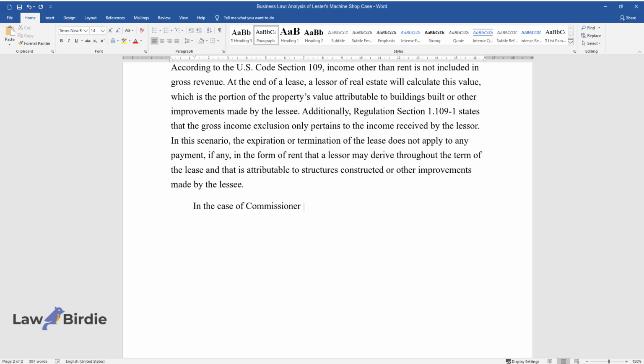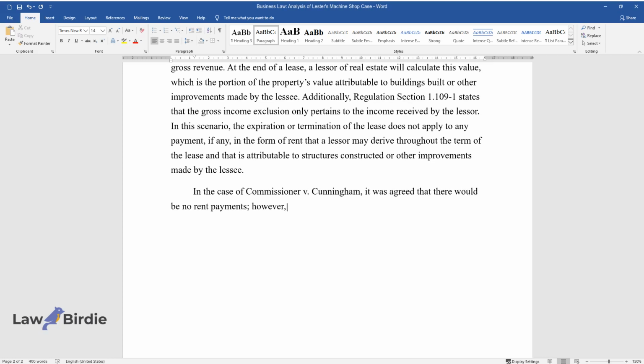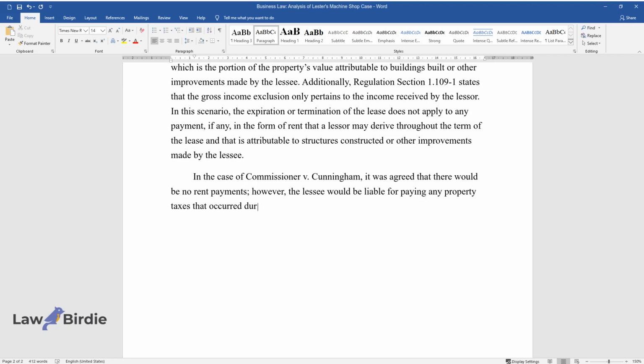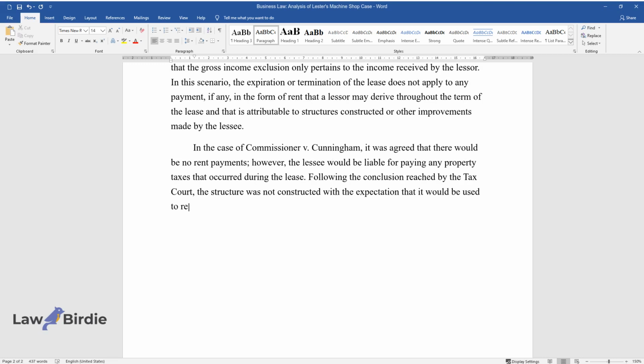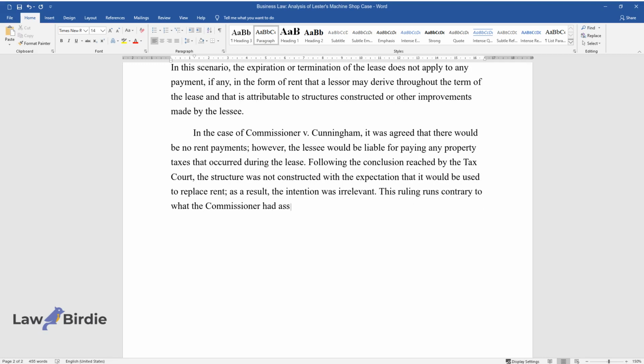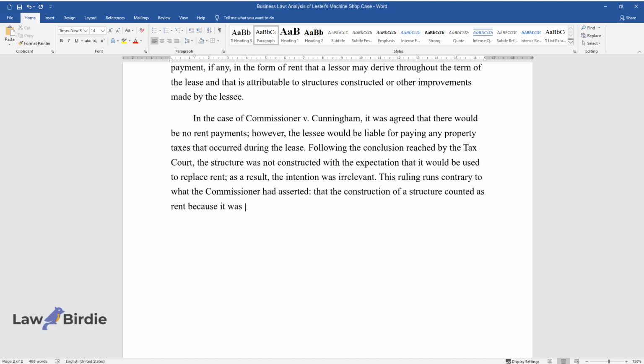In the case of Petitioner v. Cunningham, it was agreed that there would be no rent payments. However, the lessee would be liable for paying any property taxes that occurred during the lease. Following the conclusion reached by the tax court, the structure was not constructed with the expectation that it would be used to replace rent. As a result, the intention was irrelevant. This ruling runs contrary to what the Commissioner had asserted, that the construction of a structure counted as rent because it was an improvement.